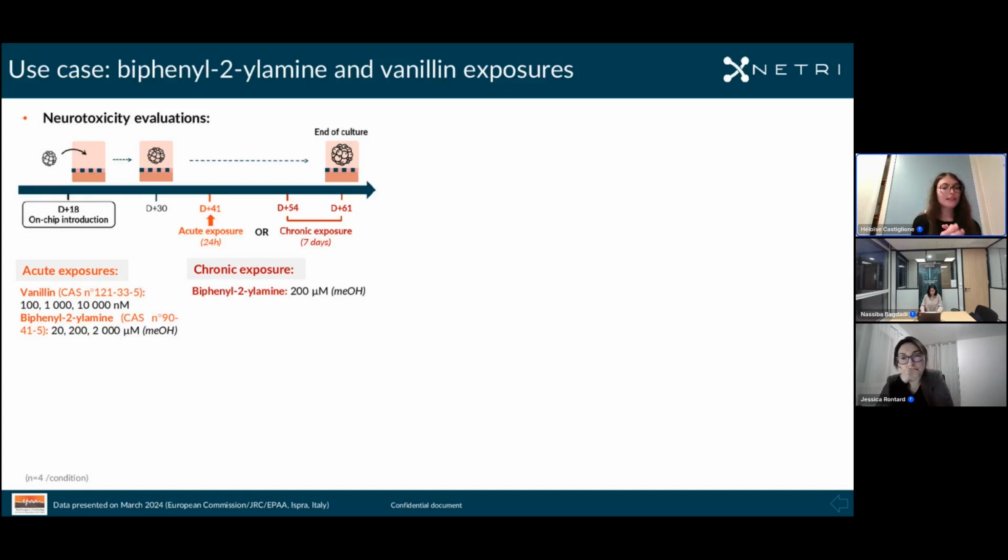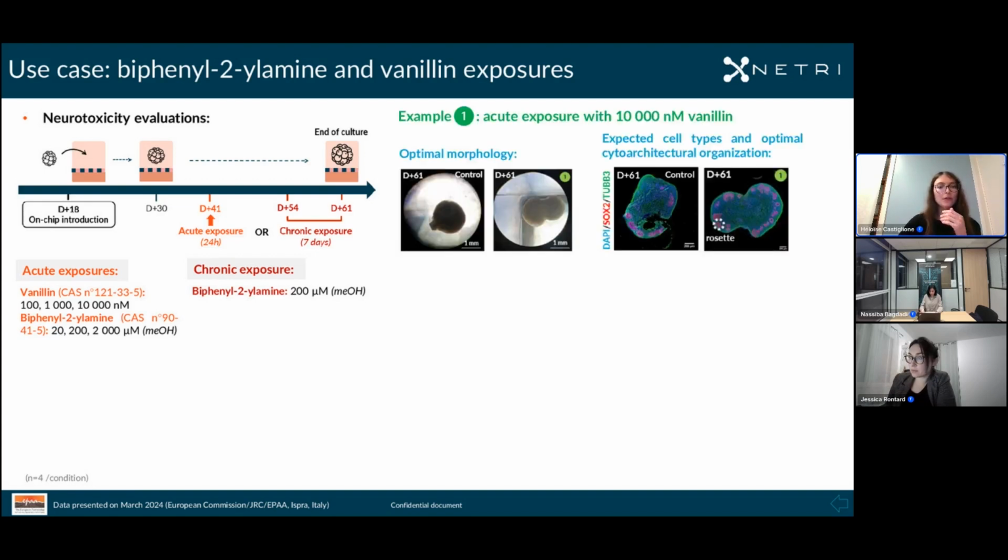So briefly, we tested two compounds, the vanillin and the biphenyl, in acute and chronic exposures at several different doses. And we have put here an example of results for an acute exposure with the highest dose of vanillin, the first compound, and we can observe that the exposed organoid displayed an optimal morphology and was similar to the non-exposed control and exhibited the expected cell types and cytoarchitectures after 60 days of culture, suggesting an absence of toxicity induced by this dose of vanillin.